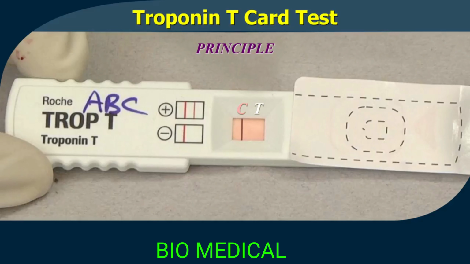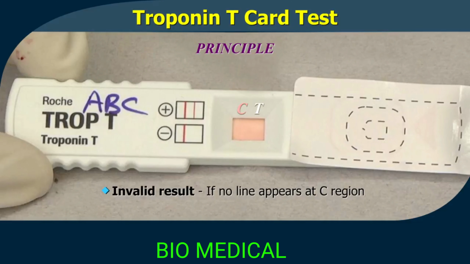This colored control band must always appear at the control line position for valid test results. A test result is not valid if the colored control line does not appear in the test window.